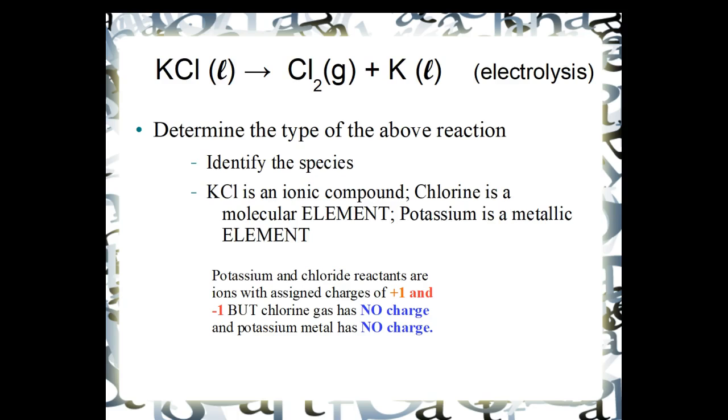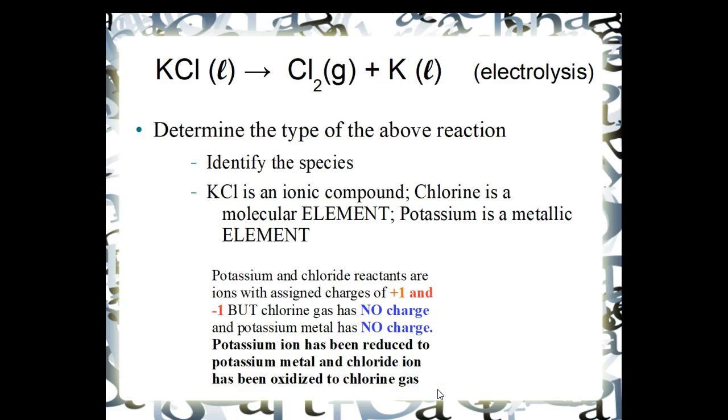So we have to then conclude that potassium and chloride reactants are themselves ions, and they have assigned charges of +1 and -1 respectively. The chlorine gas has no charge at all. Potassium metal, like all elemental metals, has no charge either. Therefore, we're seeing a movement of electrons, and that means potassium ion's been reduced to potassium metal, chloride ion has been oxidized to chlorine gas, and that means that all liquid salt decompositions like this are oxidation-reduction reactions.